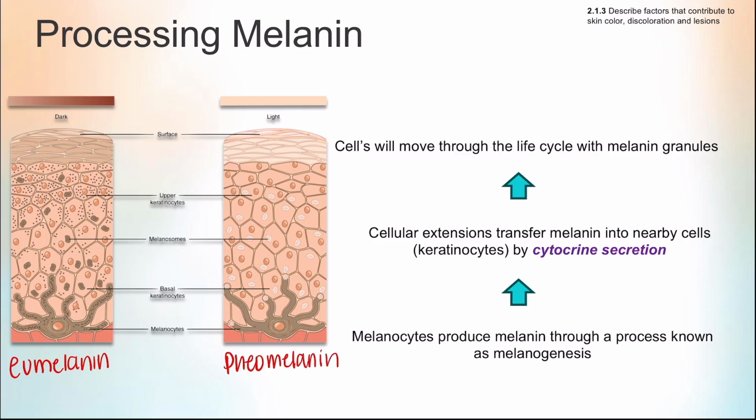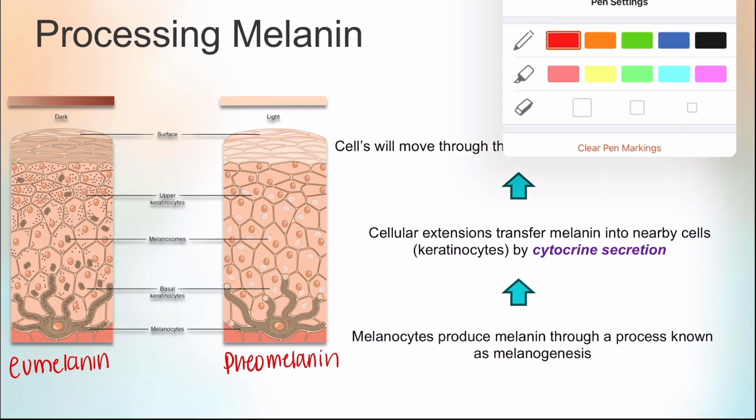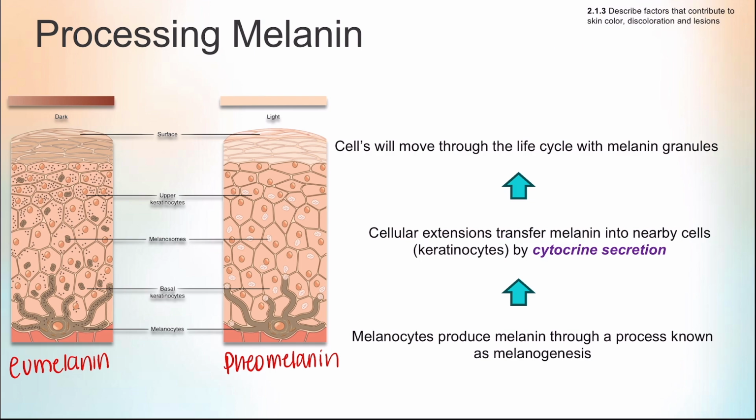All right, so what is happening when we are producing these two different types of pigmentation? So our melanocytes are going to produce melanin, so they're going to produce some kind of pigment, and that pigment is going to be created through a process known as melanogenesis. Be aware that this is the process that we are creating that pigmentation. So when we are creating that pigmentation, depending on if we are eumelanin or pheomelanin, our process for secretion is going to look just slightly different.